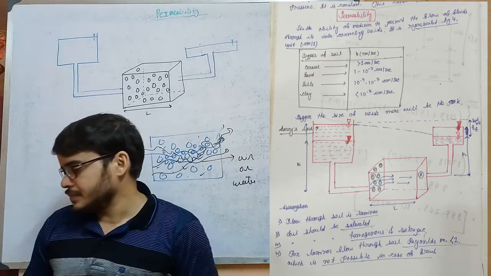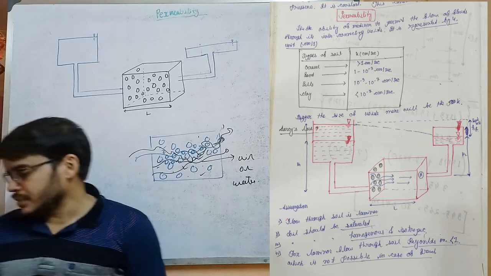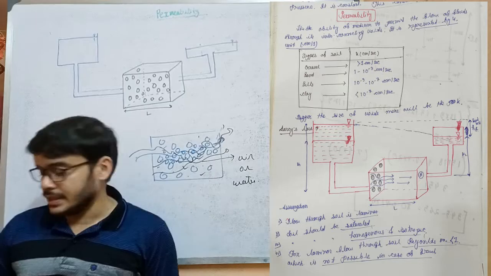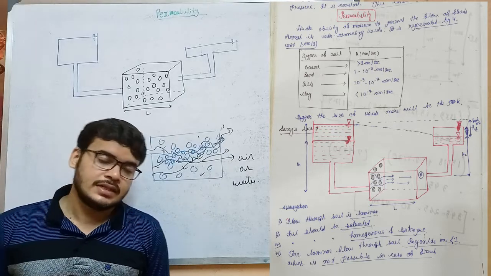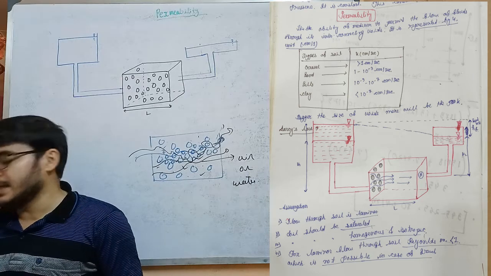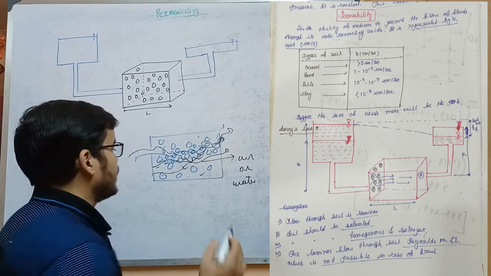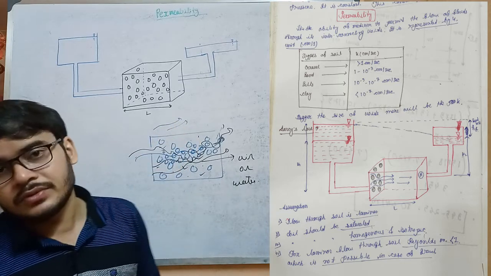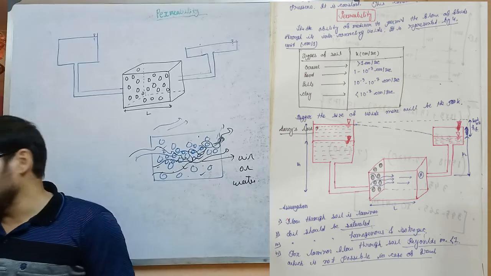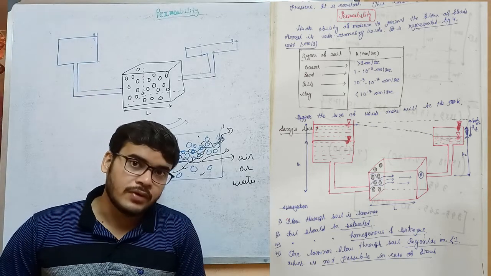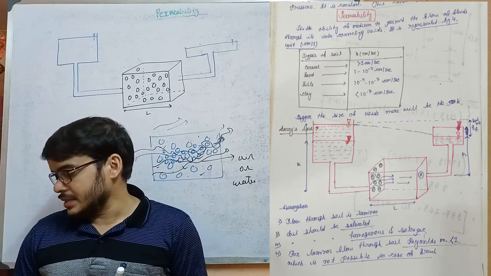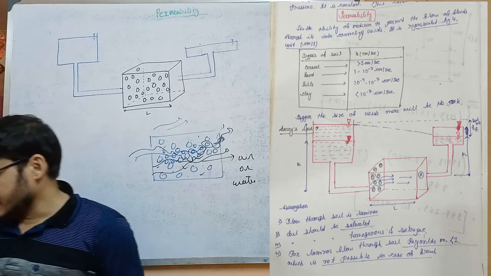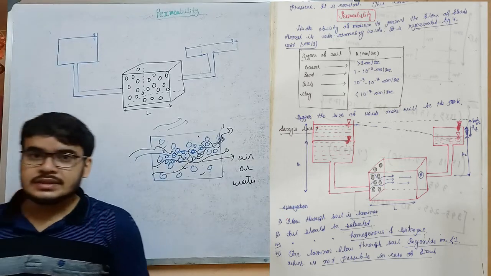Now complete the table, that is type of soil and K in centimeter per second. For gravel, the value of permeability is greater than 1 centimeter per second, and then for sand, silt and clay. Now you can check from the table that the permeability of gravel is much more in comparison to the other soils, as the size of the voids is much bigger in comparison with sand, silt and clay. Okay, and now Darcy's law.